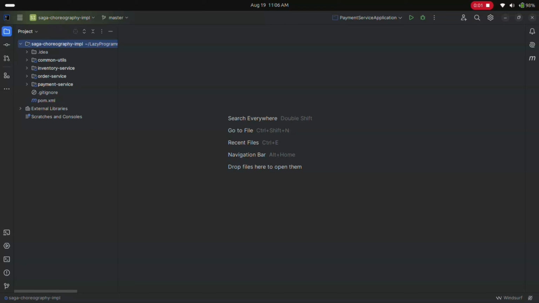Hello everyone, today we'll see a complete implementation of Saga Choreography. I have already created a multi-module Maven project. So first we will understand the high-level flow of the system and then we will understand the low-level implementation with a complete code walkthrough. Before the demo, we'll also see how to set up Kafka on local using Docker.